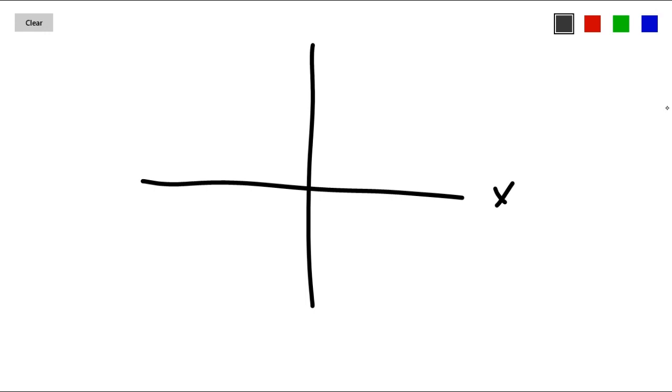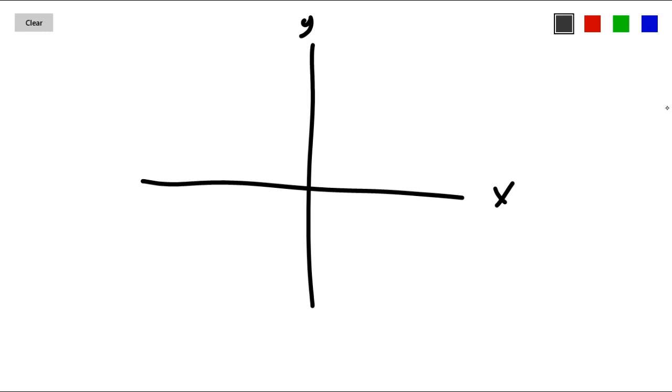Alright, in this video I'm going to be talking about some algebraic tests that we can use to test for symmetry whenever we have an equation that's graphed on the plane. So what I mean when I test for symmetry is I'm going to see whether or not the equation reflects over the x or the y-axis.